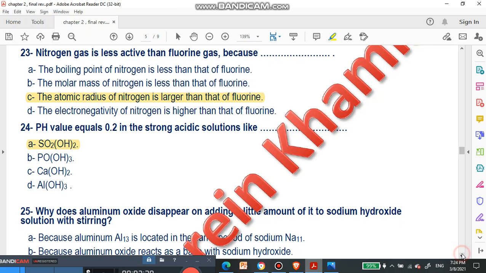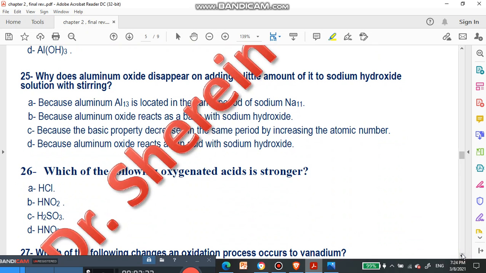Okay, let's go into question number 25. Why does aluminium oxide disappear on adding a little amount of it to sodium hydroxide solution with stirring? We have a very important question here. Let's discuss what we want from this. When we are discussing aluminium oxide disappearing, why? On adding sodium hydroxide.